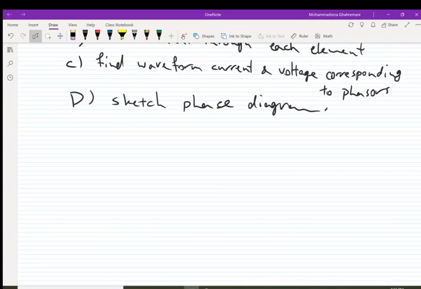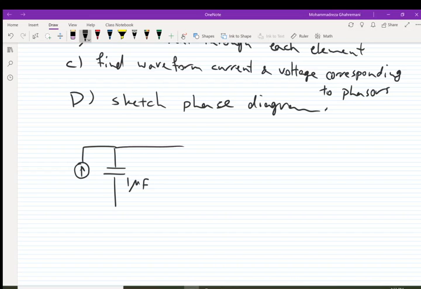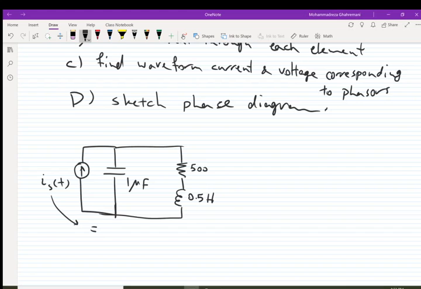The original circuit is here. We have a current source in parallel with a capacitor with the value of 1 microfarad, and then parallel with a resistor with the value of 500 ohms, and an inductor with the value of 0.5 Henry, and here we have Is of t, which is equal to 50 cosine of 2000 t milliamp.